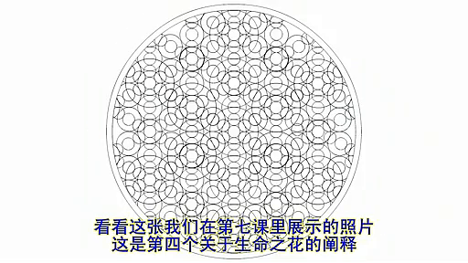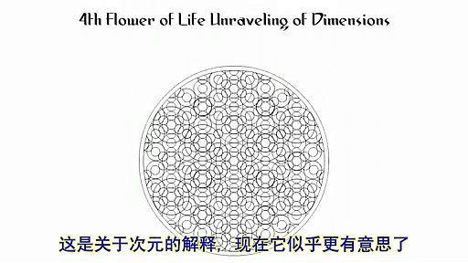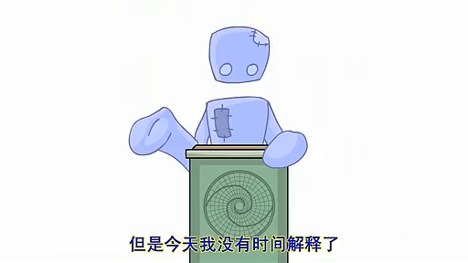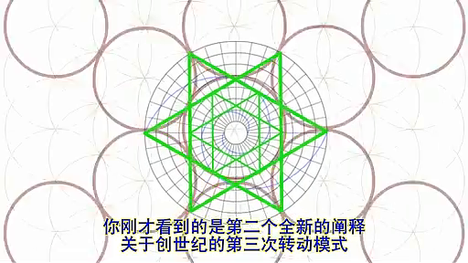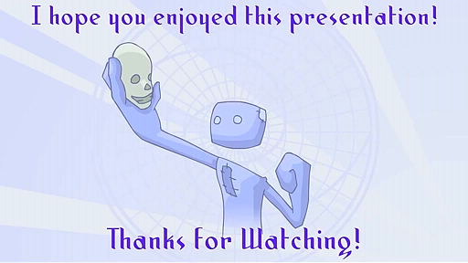So just briefly looking at this image that we looked at in Lesson 7, this is the fourth unraveling of the flower of life. It is an infinite spectrum of never-ending fruits of life within more fruits of life. This is the unraveling of dimensions, so it makes a little more sense now, but I won't have time to show you anything more today. So what you just saw was the second unraveling from the third rotational pattern of Genesis, the geometry at the heart of creation.